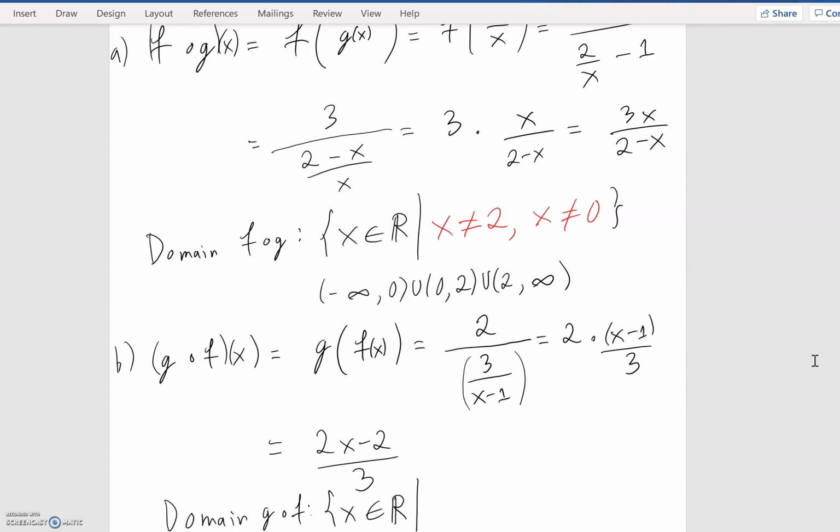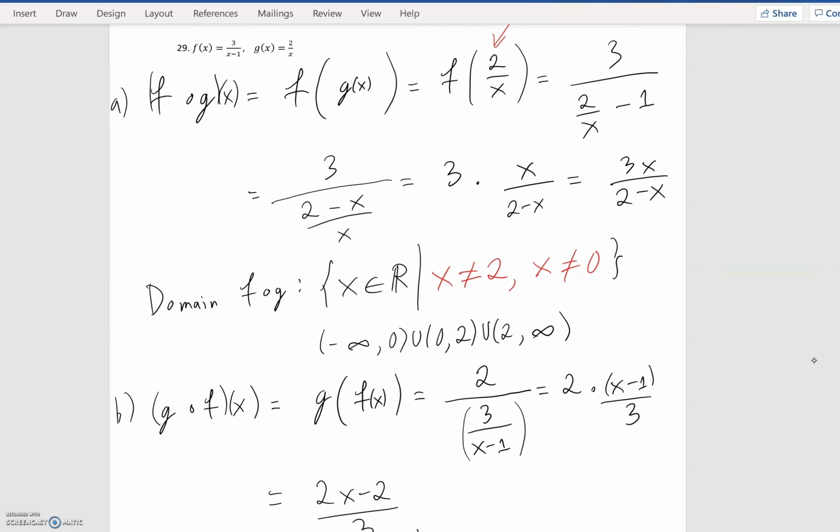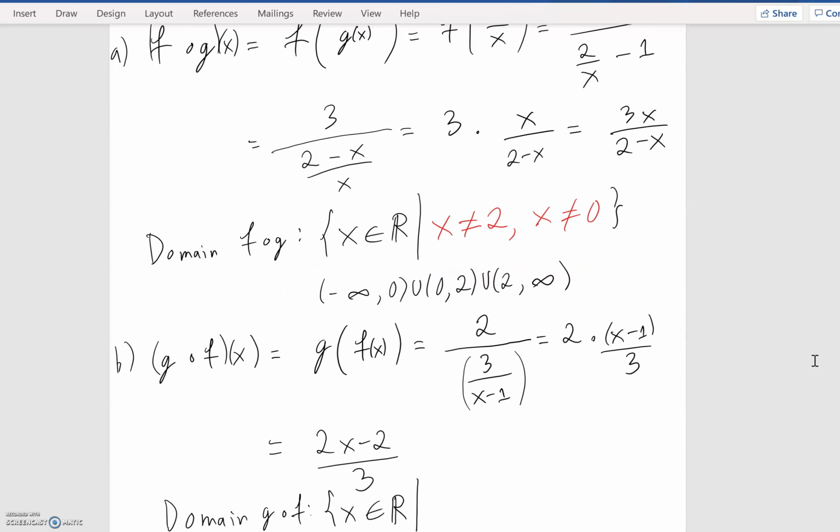But look at f. F of x is this function, let me circle it on the top, 3 over x minus 1. I need to exclude the values of x in which 3 over x minus 1 is undefined. That happens when x equals 1. And that's going to wrap up this video. If you want this answer here in interval notation, it looks like this.